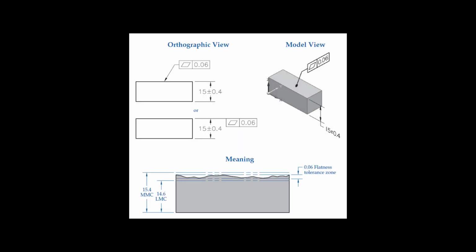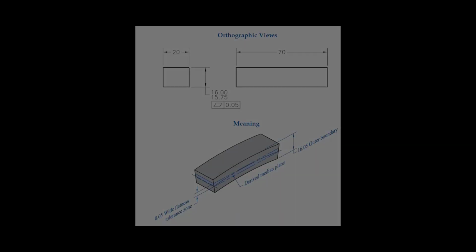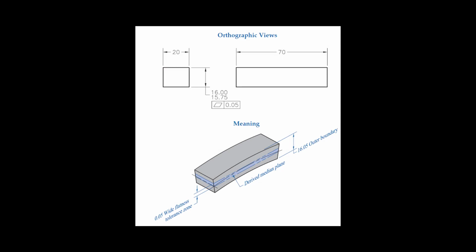Similar to a straightness control, flatness can also be applied to a surface or a feature of size. The main difference is that flatness, when applied to a surface, results in a 3-dimensional tolerance zone of 2 parallel planes in which all points of the entire surface of the part must lie. Similarly, when flatness is applied to a feature of size, such as this block, the tolerance zone is also 2 parallel planes, but it applies to the median plane of the part rather than a specific surface.